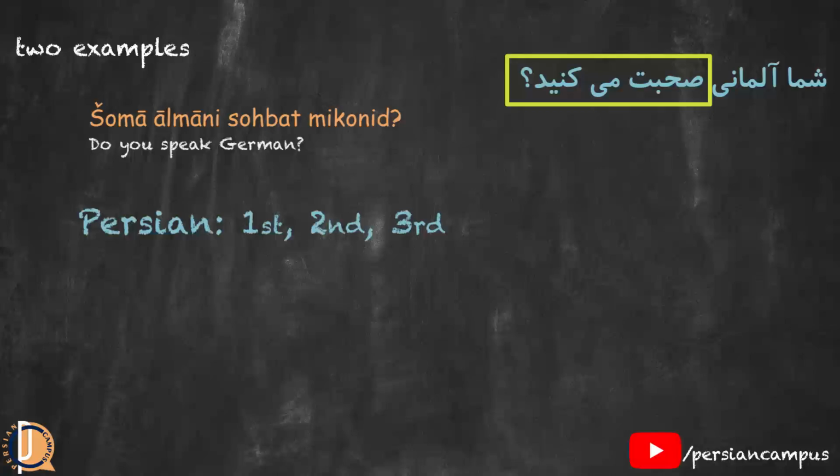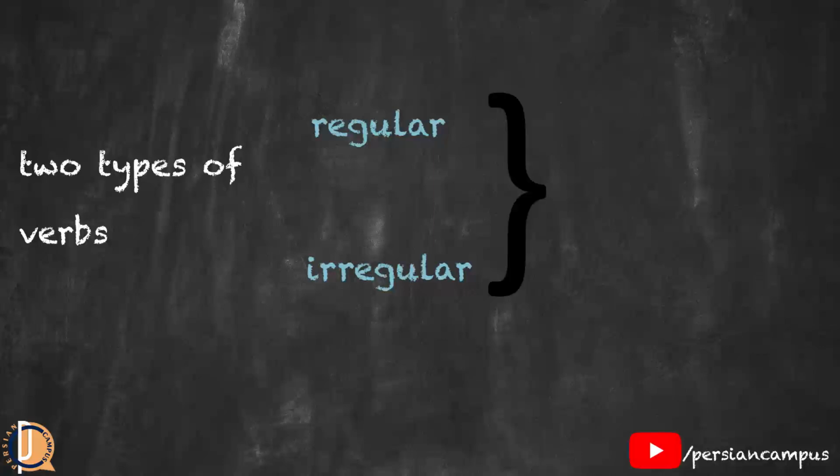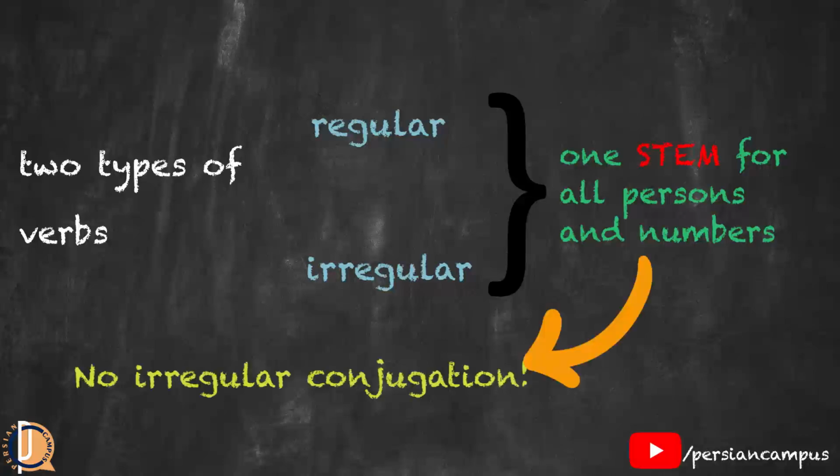Apart from these rules, you will also come across the fact that in Persian, there are two basic types of verbs, regular verbs and irregular verbs. It should be noted, though, that each verb, whether regular or irregular, has one and only one present stem for all persons. Therefore, as opposed to languages like French and Spanish, Persian does not have irregular conjugation. It means for all verbs, either regular or irregular, the endings are the same. What makes them different is their stem.